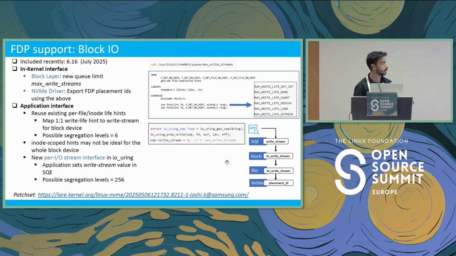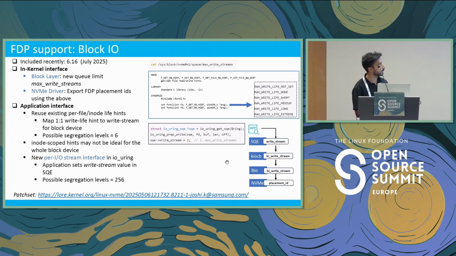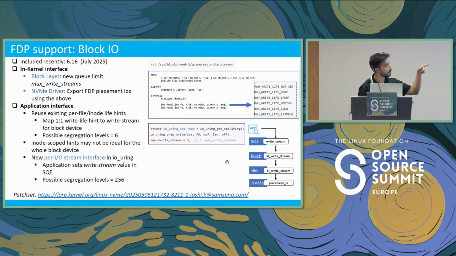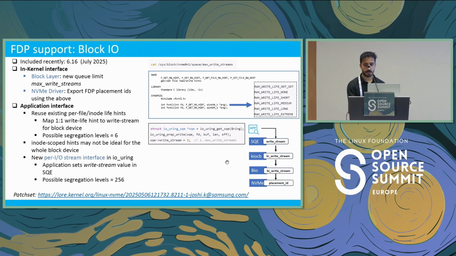What about applications? How can an application start using it? There are two ways. The first one is using the existing per-file or inode life hints. This is something that is already there in the kernel fcntls. On a file, you can specify one of those hints, and you can set them, and then you can also query them.